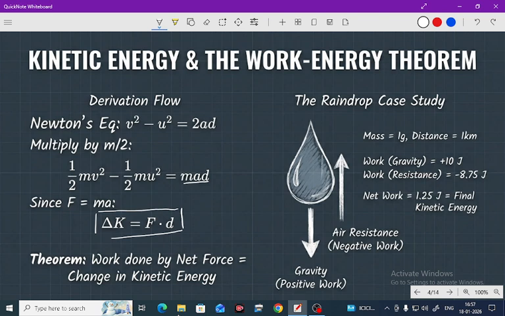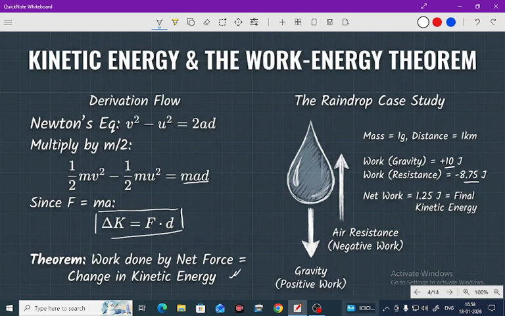Therefore, the work-energy theorem: the work done by the net force is equal to the change in kinetic energy. The raindrop case is steady. For example, over a distance of 1 kilometer, the work done by gravity is 10 joule, the work done by resistance is minus 8.75 joule, so the net work is 1.25 joule, which is the final kinetic energy. Here resistance does negative work and gravity does positive work. So in this case we can find the raindrop case study.